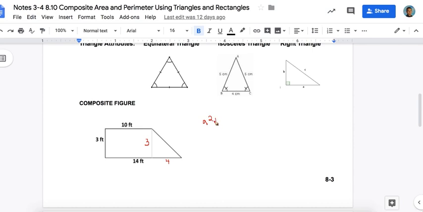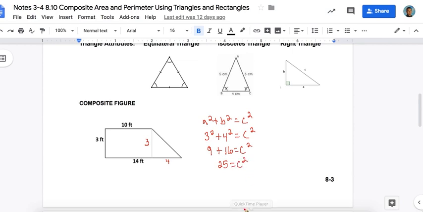Okay, now I can calculate the hypotenuse by using the Pythagorean Theorem. Remember, it's a squared plus b squared equals c squared. It doesn't matter which one I call a and b, but I'm going to call this one my a, so we're going to say 3 squared plus 4 squared equals c squared. 3 squared is 9, 3 times 3 is 9, and 4 squared, or 4 times 4, is 16, equals c squared, and 9 plus 16 is 25, equals c squared.